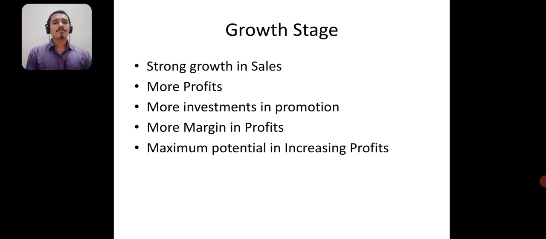And the last one, maximum potential in increasing profits. So this is a stage when our products are growing, our market share is increasing, everything is going our way. So what we will do here is we will try to encash, we will try to increase our profits, right? So once our market is set, what we can do is we can go for this. So this is the growth stage.